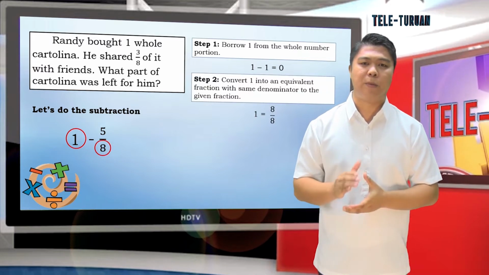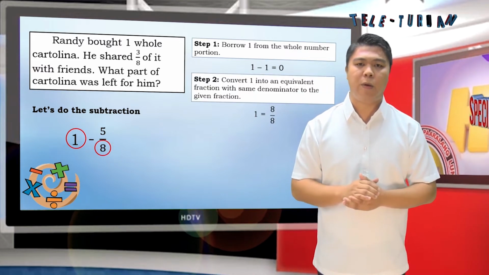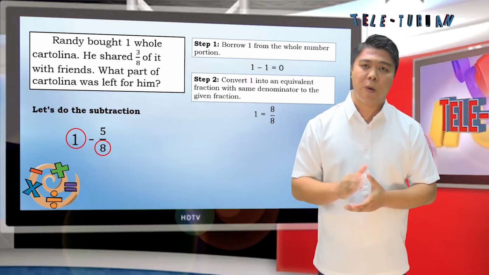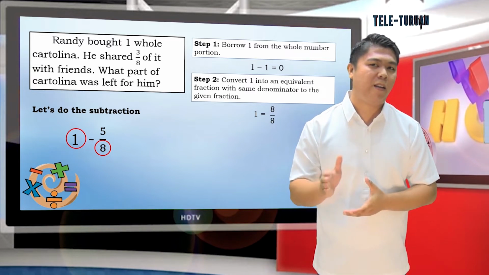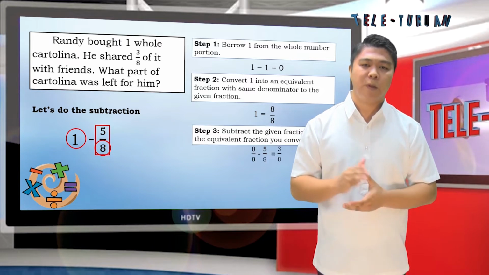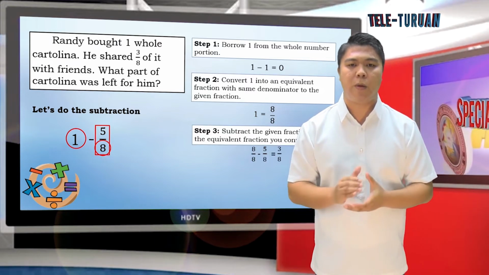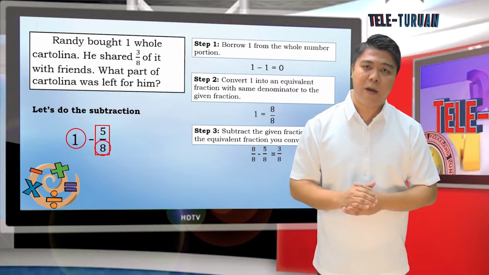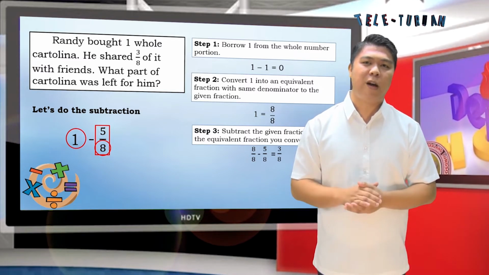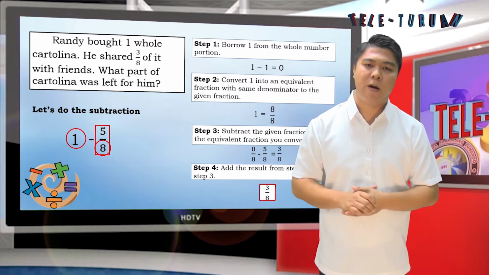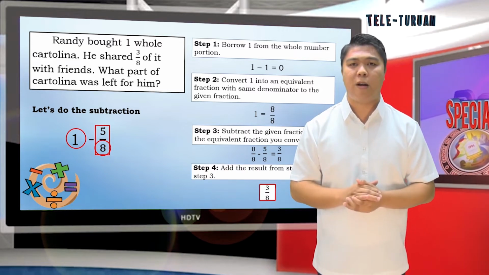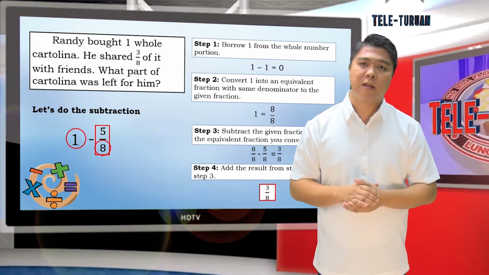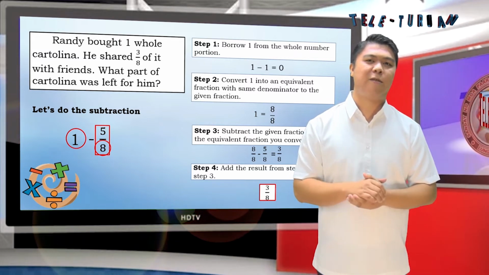Very good. Step 2, convert 1 into an equivalent fraction with same denominator to the given fraction. 1 is equal to 8 over 8. Step 3, subtract the given fraction from the equivalent fraction you converted. 8 over 8 minus 5/8 is 3 over 8. Very good. Step 4, add the result from step 1 and step 3. 0 plus 3/8 is 3/8. Very good.